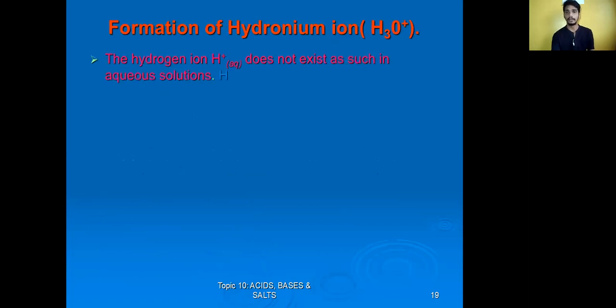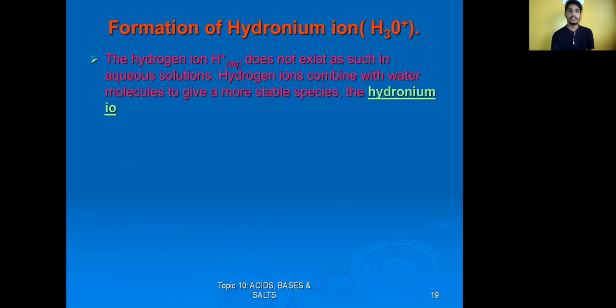In case of hydronium ion, that is H3O+, the hydrogen ion, that is H+, does not exist as such in the aqueous solution. Hydrogen ion combines with a water molecule to give a more stable species that is called hydronium ion.